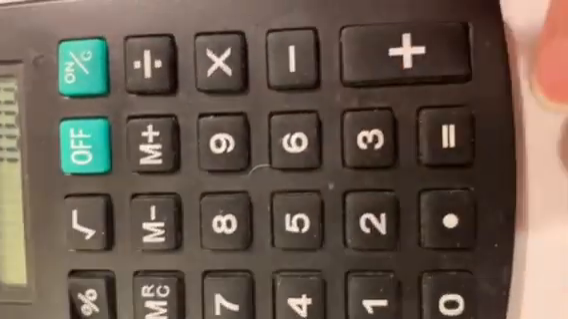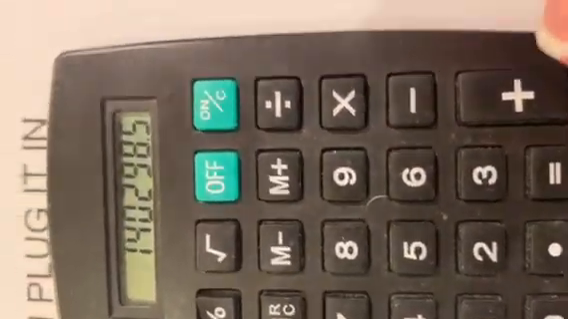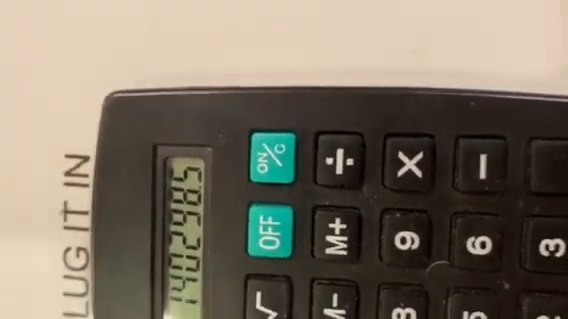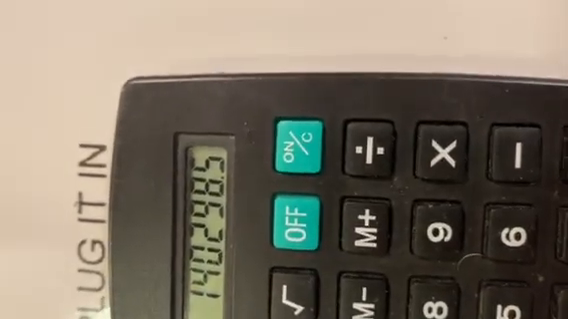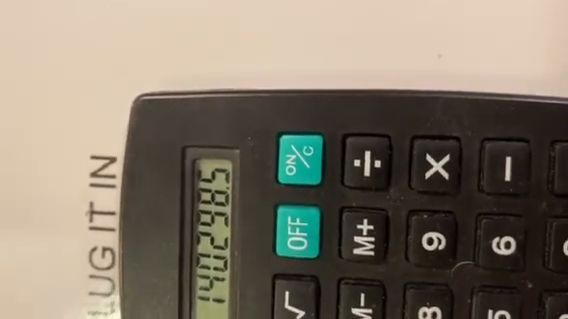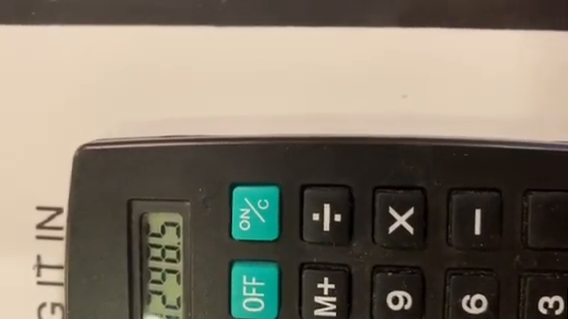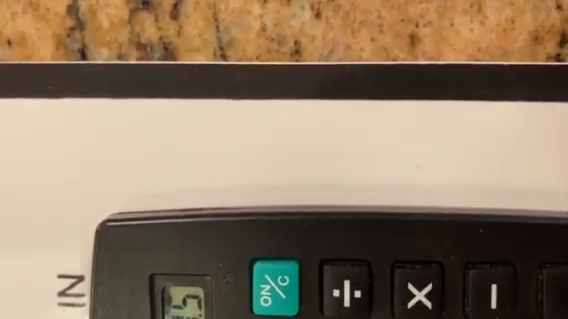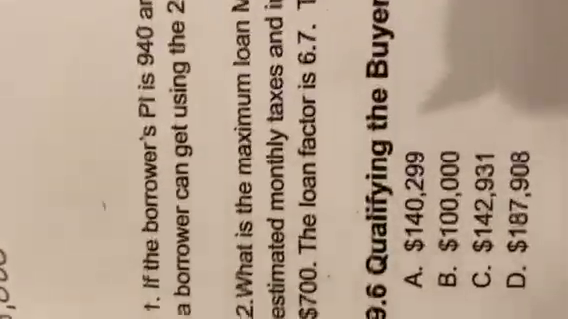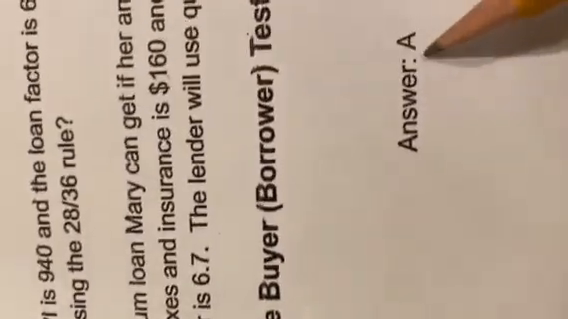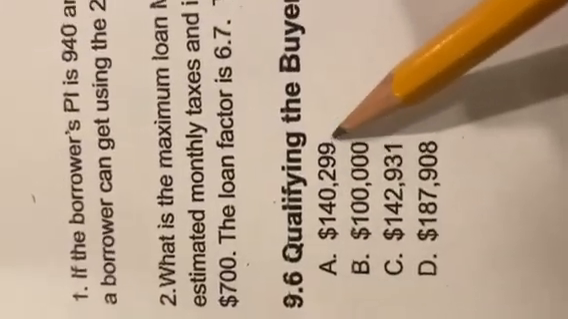This is something wonderful about these problems. You just keep on plugging in. And your answer is 140,298.5. So you put that down as your answer, 140,298.5. And we know 5 or over goes up to the next number. So it'll be 140,299 is your answer. And we look down at the choosing your answers, and we know that the answer is A, 140,299.